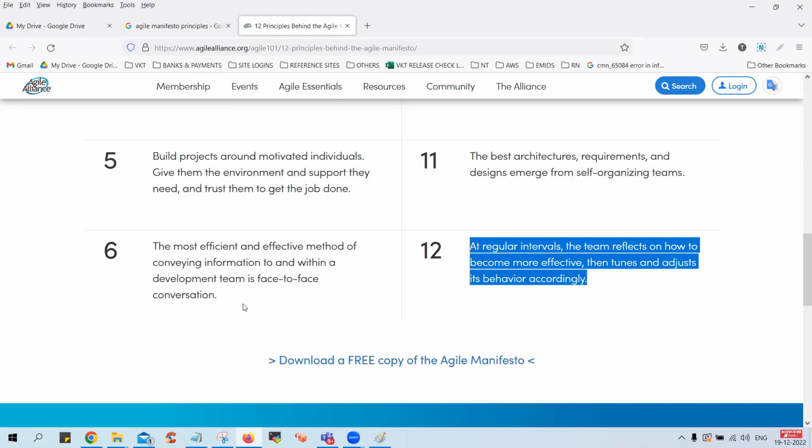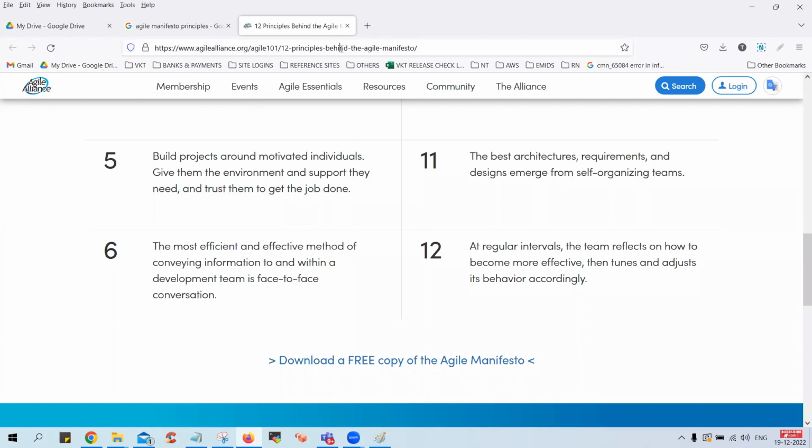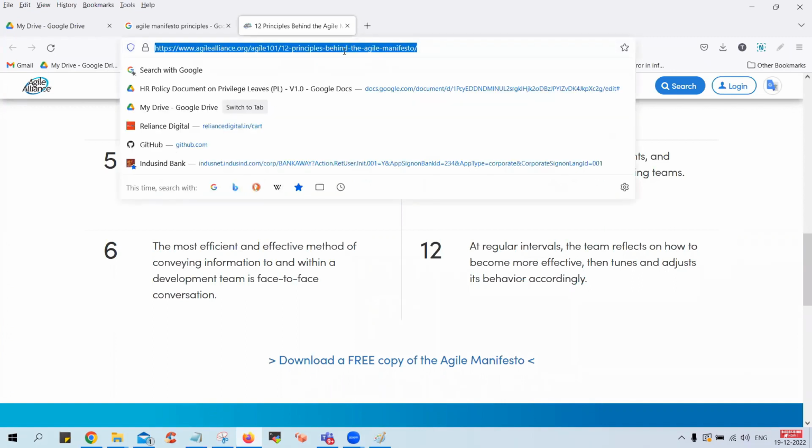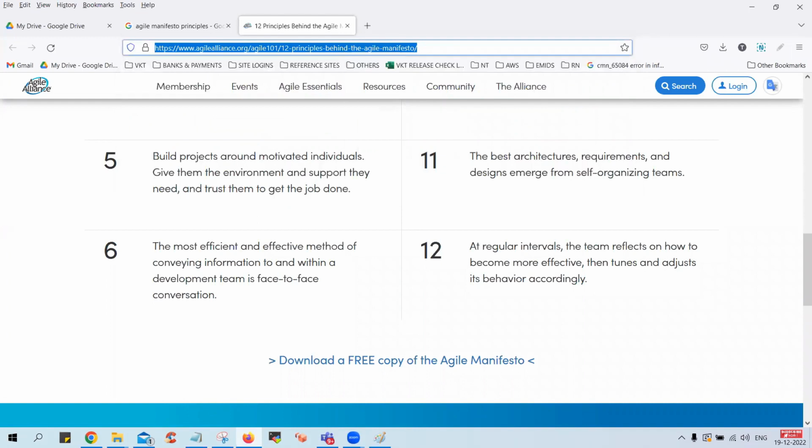Good. So these are the 12 points, guys. I want all experienced people to please make sure that you mark up these principles, because they can pick up any principle and ask you, what is that?